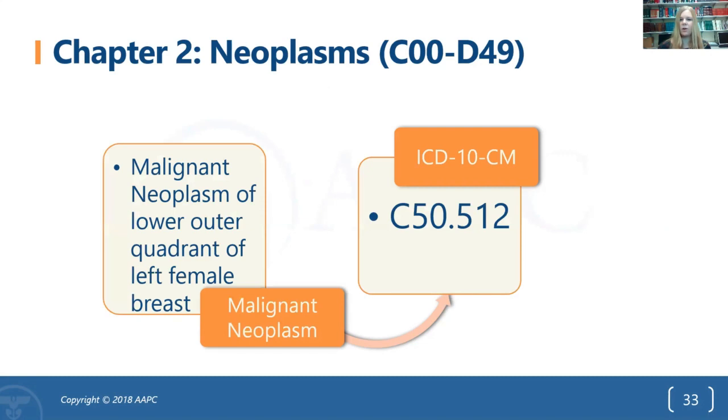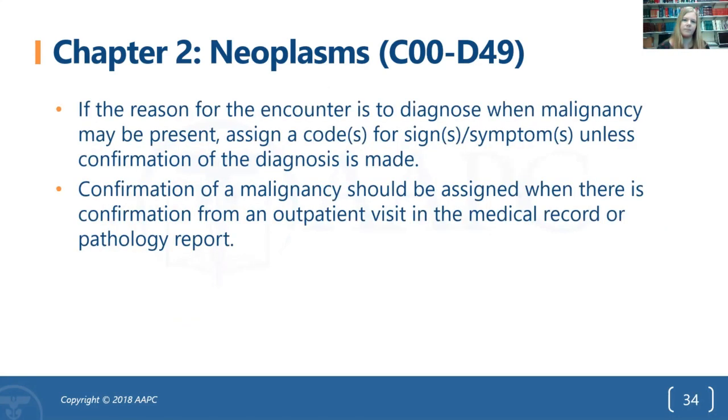Unspecified is our last column, and those are ones that, for example, we haven't sent out to pathology, and the documentation nowhere specifies what type of lesion it is, so we would use an unspecified code. If the reason for the encounter is to diagnose when a malignancy may be present, you would assign the code for the signs or symptoms until that final diagnosis is made.